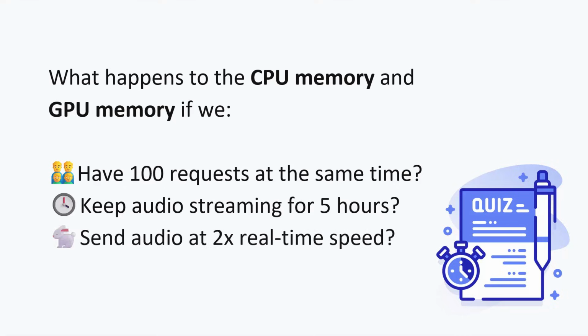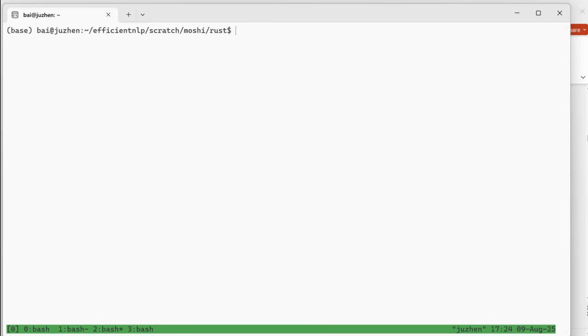And third, what happens to the server if some users decide to send audio at a speed faster than real-time, let's say 2 times the real-time speed? If you like, I'll give you a chance to pause the video and think about what will happen. To answer the first two questions, I ran the following experiment.